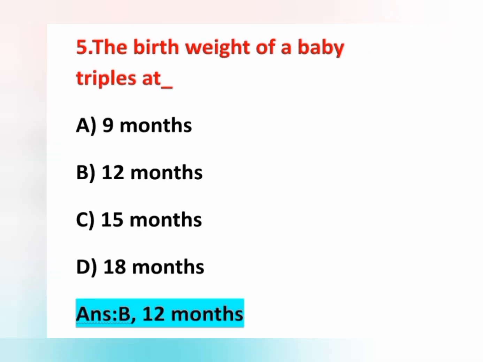That is the normal birth weight of a baby. By the age of 5th or 6th month, the weight of the baby is doubled. The birth weight doubles by the 5th month. By the age of 1 year, which means 12 months, the weight of the baby is triple the birth weight. So at birth it is 2.5 to 3 kg, by the 5th to 6th month it doubles, and by the 12th month it triples. So option B, 12 months, is correct.